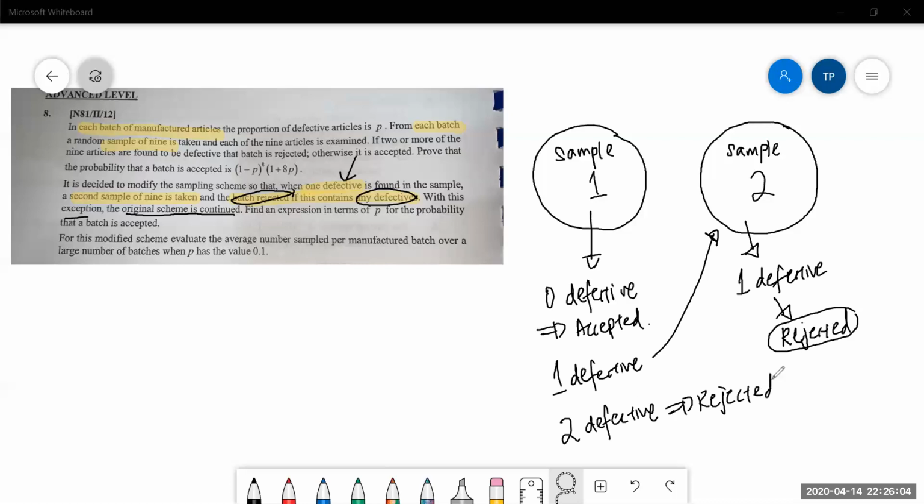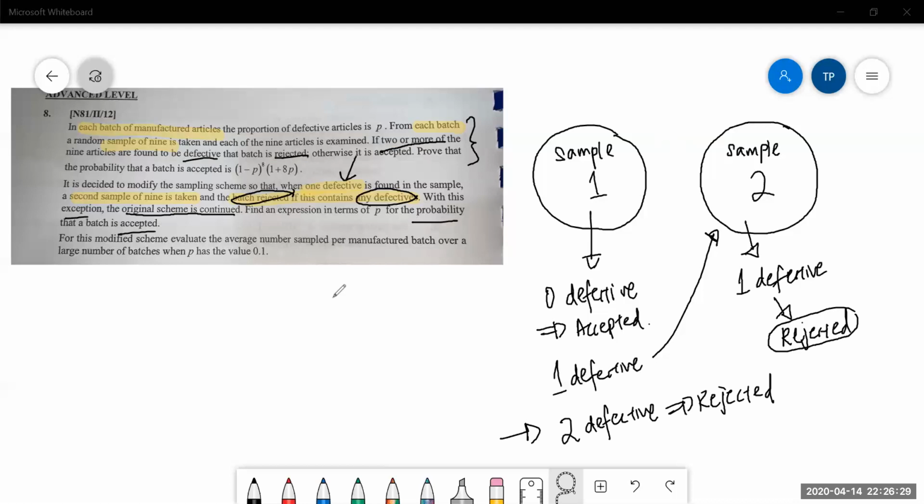This is what it means by, with this exception, the original scheme is continued, because in the first paragraph here, if 2 or more of the 9 articles are found to be defective, the batch is rejected, which is talking about this part. So we got 0 defective, 1 defective, and 2 defective. So we want to find the probability such that the batch is accepted.